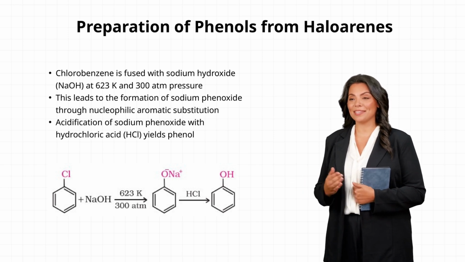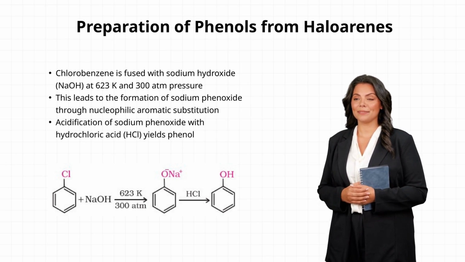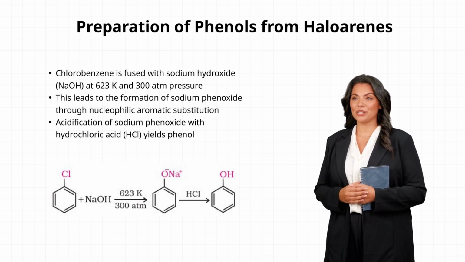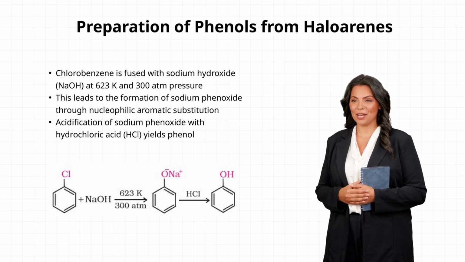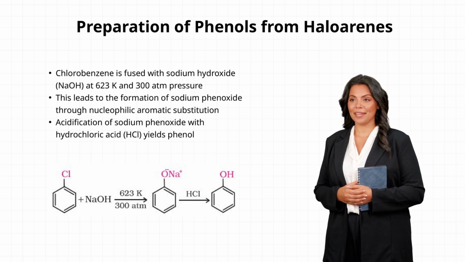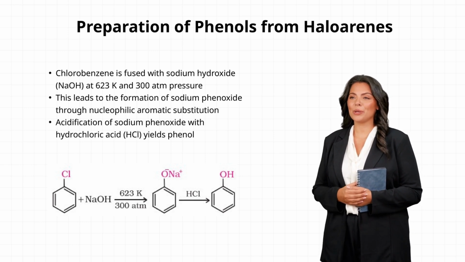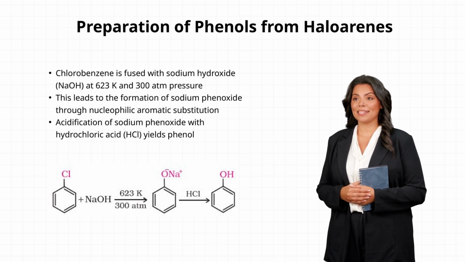Under these conditions, the hydroxide ion from sodium hydroxide acts as a nucleophile and attacks the aromatic ring, displacing the chlorine atom in a nucleophilic aromatic substitution reaction. This produces sodium phenoxide, the benzene ring bearing an O-Na+ group. Next comes acidification. Treating sodium phenoxide with hydrochloric acid, or HCl, protonates the oxygen, converting the phenoxide ion into phenol with an OH group attached to the benzene ring.